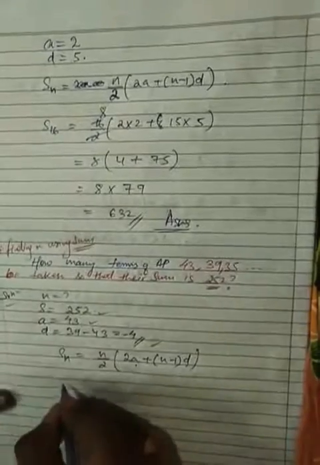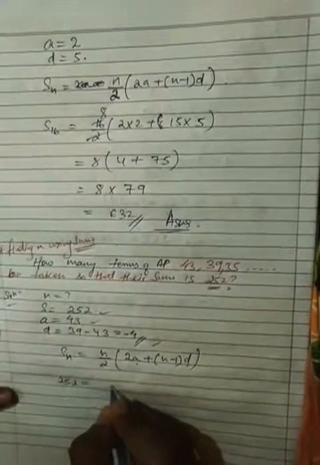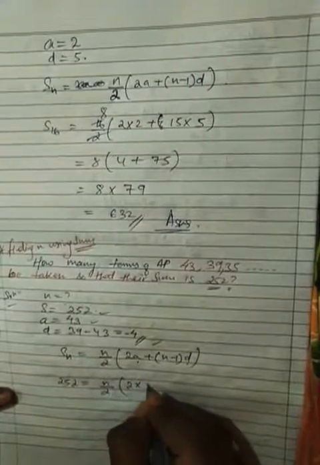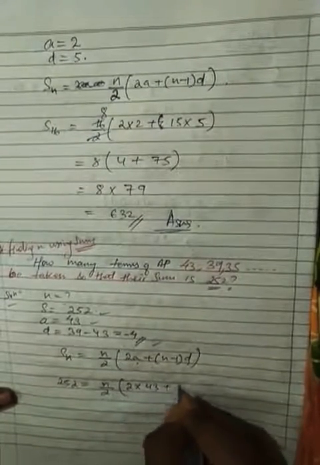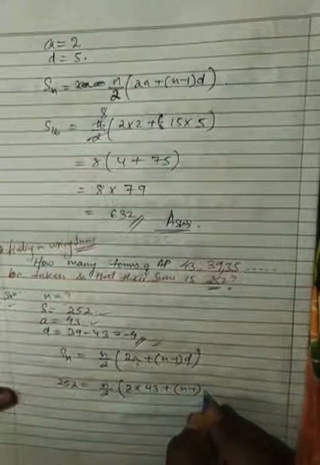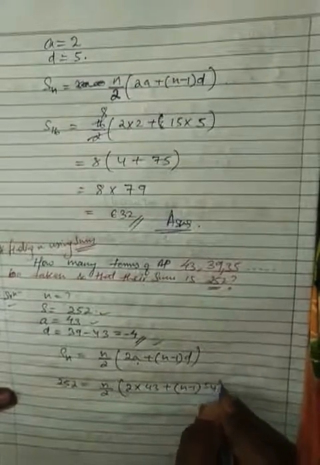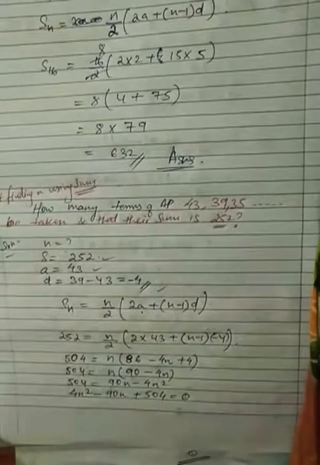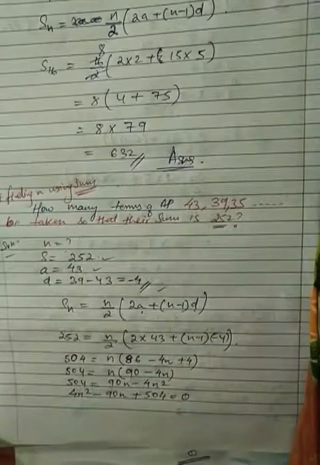So S value is 252 equals n by 2 bracket 2 into a, which is 43, plus n minus 1 into d, which is minus 4. Clear? Solve this, we'll get the value of n. So getting this, 504 equals 90n minus 4n square.